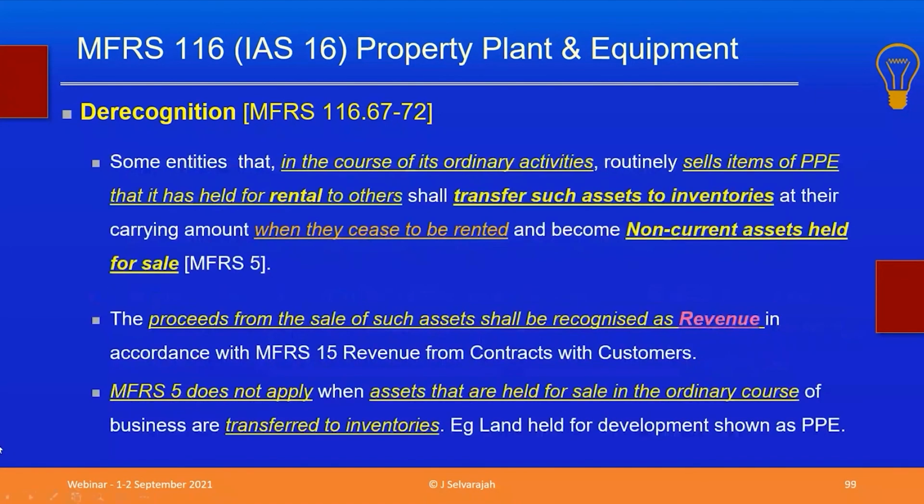So some entities, in the course of ordinary activities, as what they are doing now, sell items of PPE that were held as a rental to others, right? PPE which is on rental, sell it off. Okay, that is a sale. And now the standard says like this: when you have an item for rental and you want to sell it, you must transfer it to inventory.